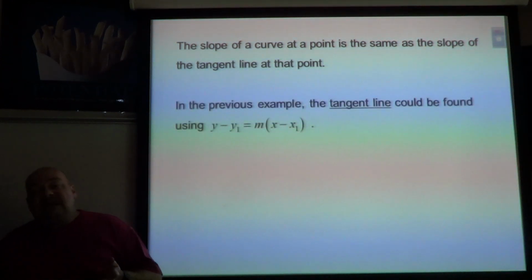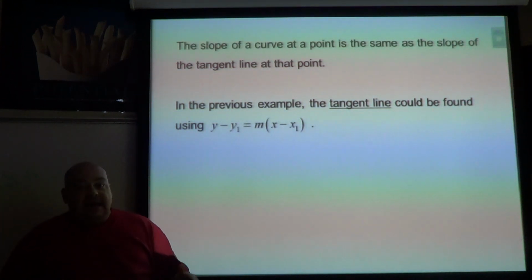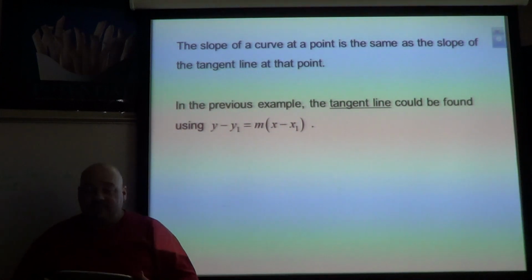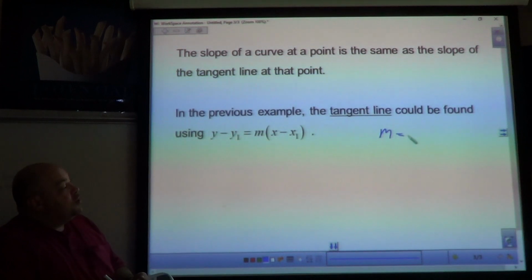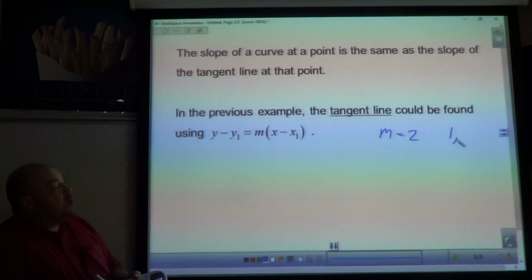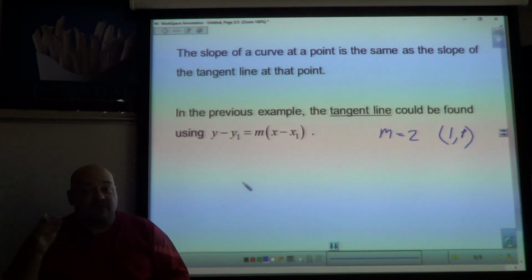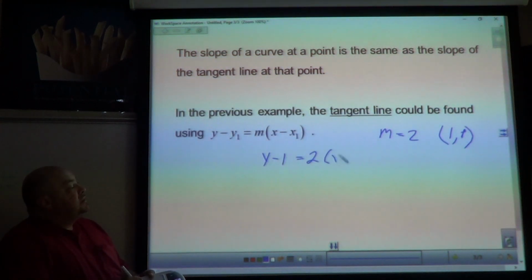Now, in the previous example, we could have gone one step further and found the tangent line at that point by simply plugging everything into our point slope form. Well, here's what we would have done. Remember, we found that the slope was 2, and the point we were analyzing was 1, 1. So if we plug all that stuff in, our tangent line for that little black line segment would have been y minus 1 equals 2 times x minus 1.